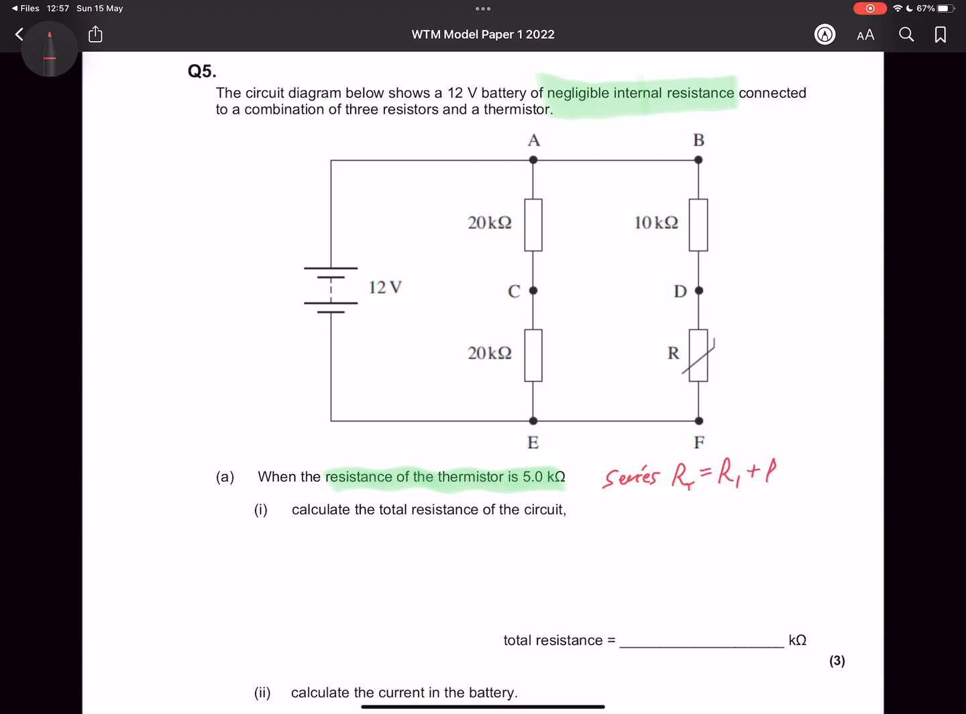We do have two sets of series resistors in parallel here, so when we're asked to find the total resistance, it's going to be using the two laws for series and parallel. Just for ease of access, I'm going to note them here so it's easy to see what I'm doing. For series, it's the sum of the resistances. For parallel, it's the sum of the reciprocals to give you 1 over R total.